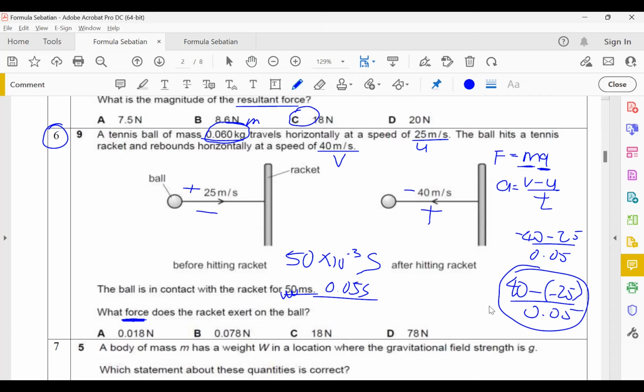32.4. 32.4 is acceleration, is it? Wait, no. I want the final answer. The force. 78. You get 78 too? Do you know how to do it or not? This is just the acceleration. You're looking for the force.